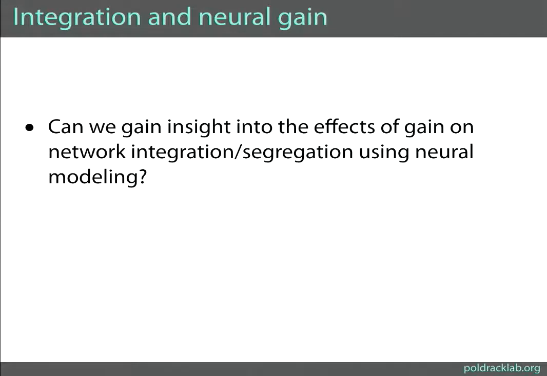So we wanted to ask, for me, just thinking about what's happening at the level of single neurons, it's really hard to relate that to something super high level like network integration. And so we wanted to ask if we could use some kind of neural modeling approach to understand how turning knobs like gain could actually affect things like global network integration.